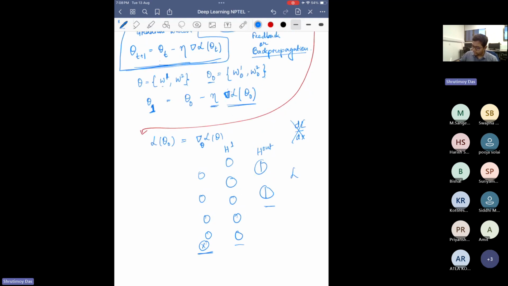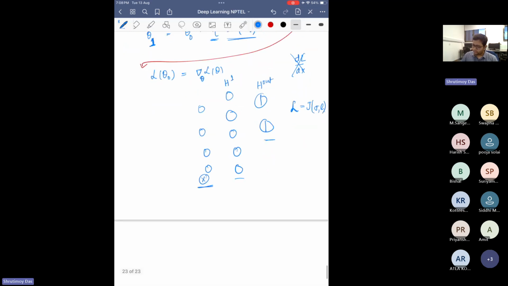So we'll have some loss here. This is not a neuron actually. We have some loss. Loss is basically your J of sigma and L. Now, if we look at H out, what was H out?